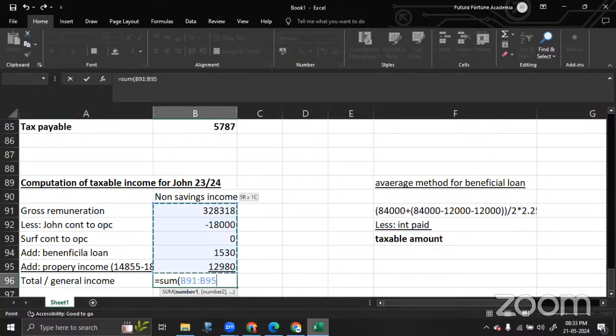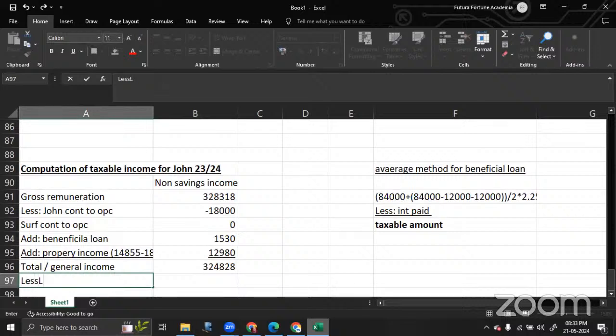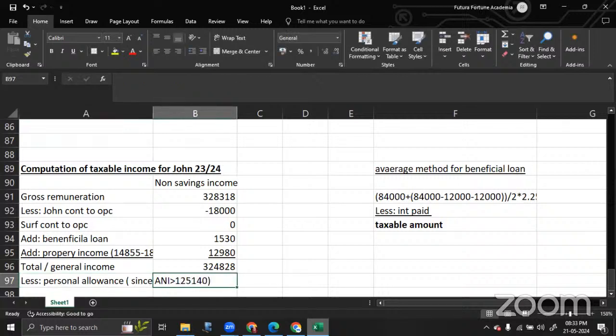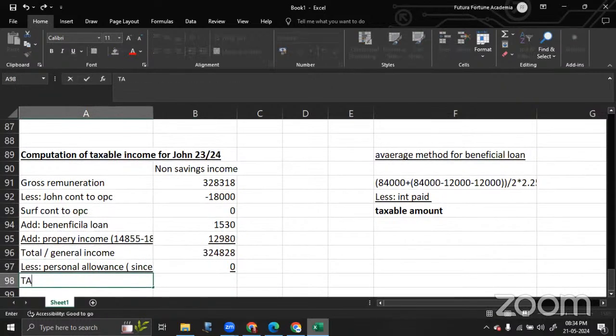Anyway, your net income has exceeded the limit, so you're not eligible for any personal allowance. I told you at the start of the class, if your personal allowance is 0, you have to write yes, since NI is above 125,140, and then indicate 0 there. So that is your taxable income.